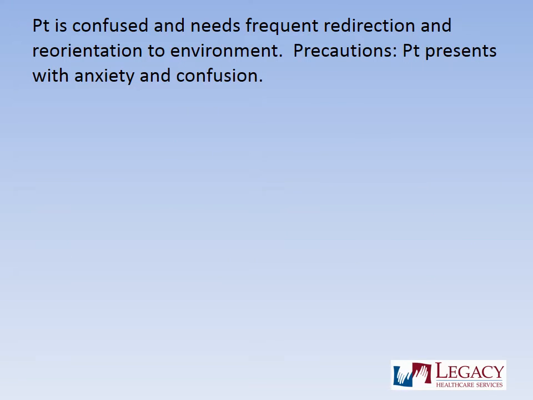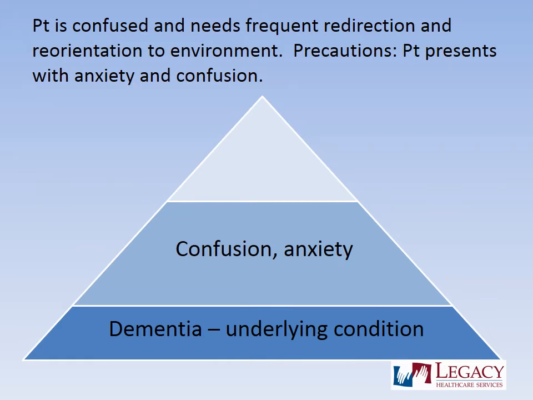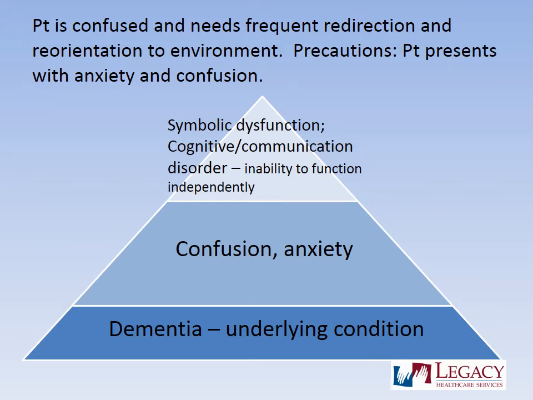This figure illustrates how to move from a broad, vague diagnosis to a specific one. Again, the therapist should think through the layers of information, from the patient's underlying condition of dementia to the medical consequences of confusion and anxiety, to the functional consequence of being unable to function independently because of cognitive impairment. That's the primary diagnosis for therapy intervention and can be represented by diagnosis codes for symbolic dysfunction or cognitive communication disorder.